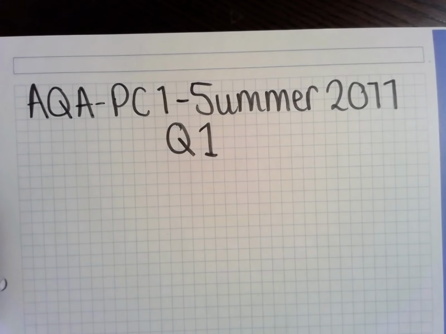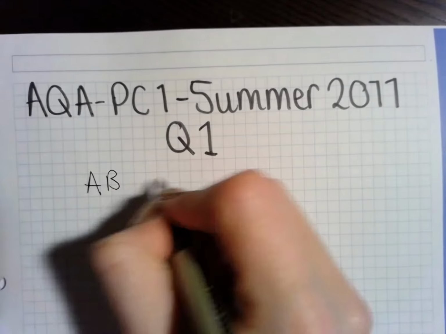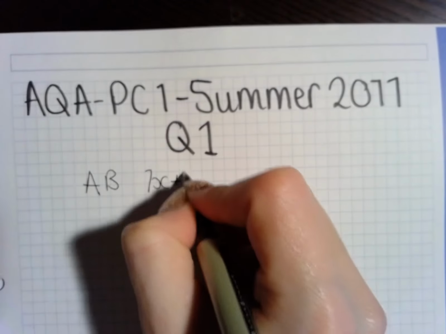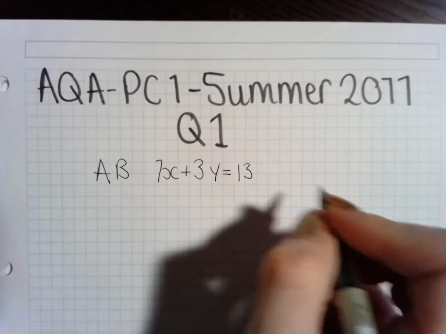Okay, so AQA Pure 1, Summer 2011, question 1. The first part of the question says the line AB has the equation 7x plus 3y equals 13. Find the gradient of AB.